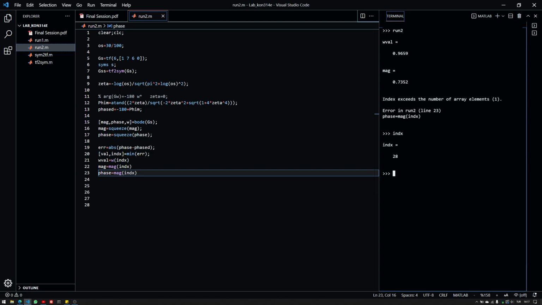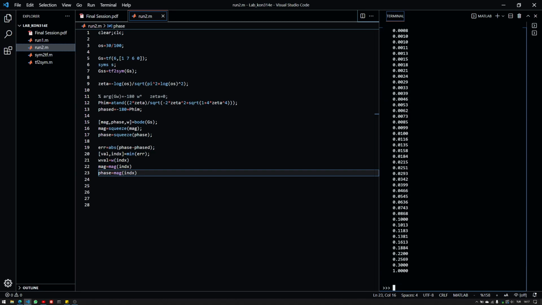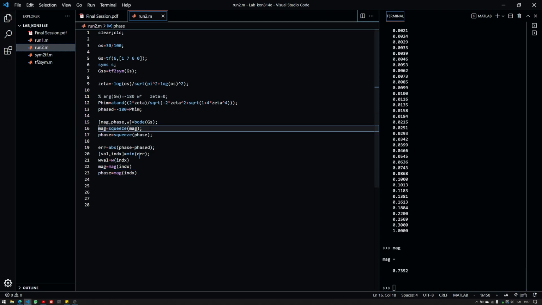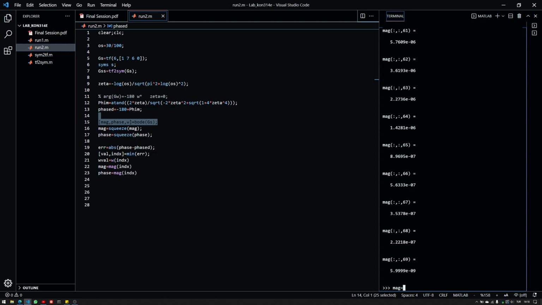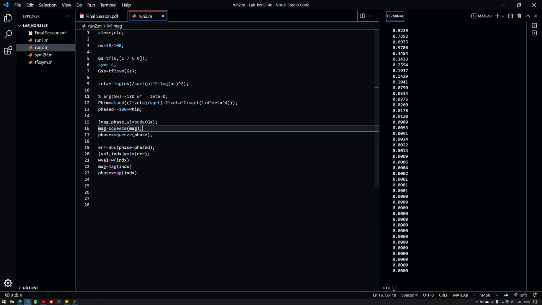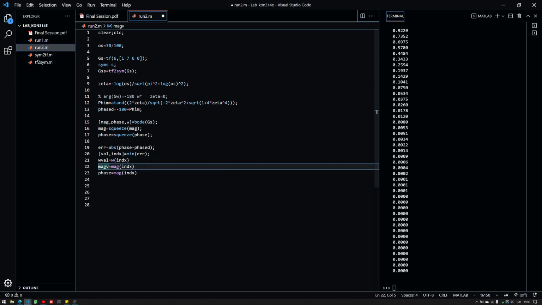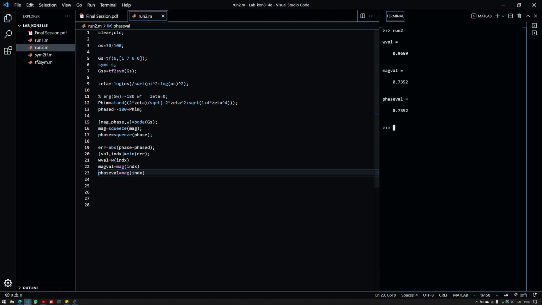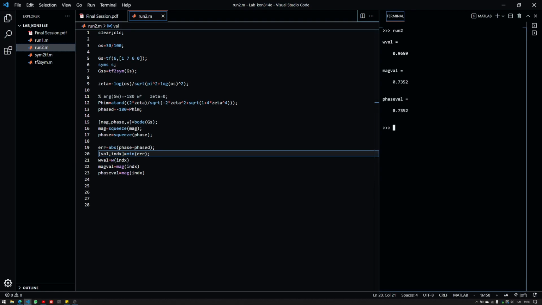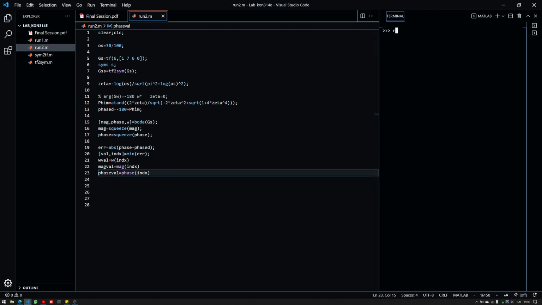The index is 28. So we have omega, we have mag. Oh, we don't have mag. So if we say mag equals squeeze of mag... Oh, we use these. Okay, mag val. We've overwritten the old values, so that's kind of an issue. So there we go. Now we can see that the phase value is 0.7352, which is not correct, which should be the phase index. So hopefully this time I'll get it right.